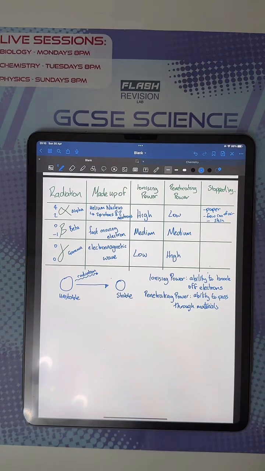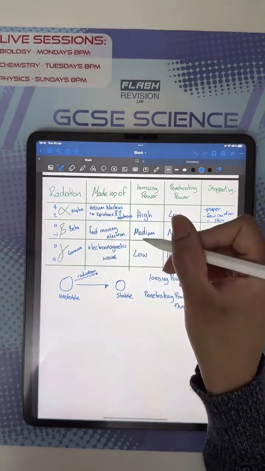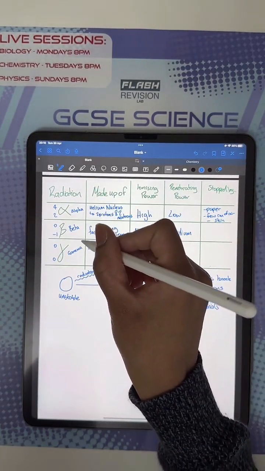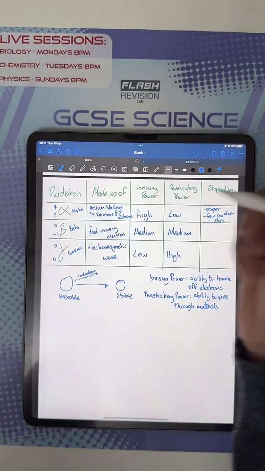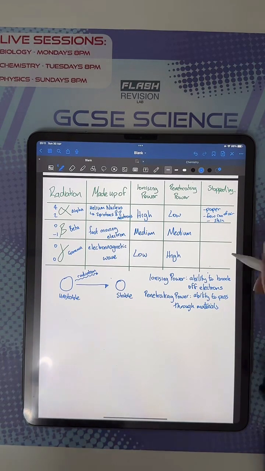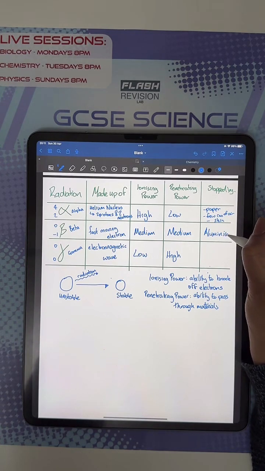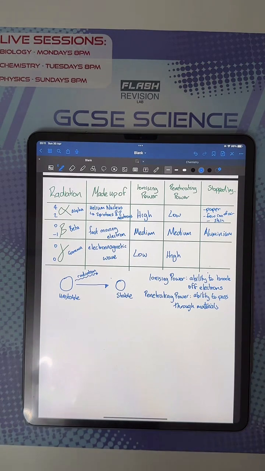Yes, beta is ejected when a neutron turns into a proton. That's why there's a change in the proton number, a plus 1 in the proton number. Beta is absorbed by aluminium. That's the key material that stops it.